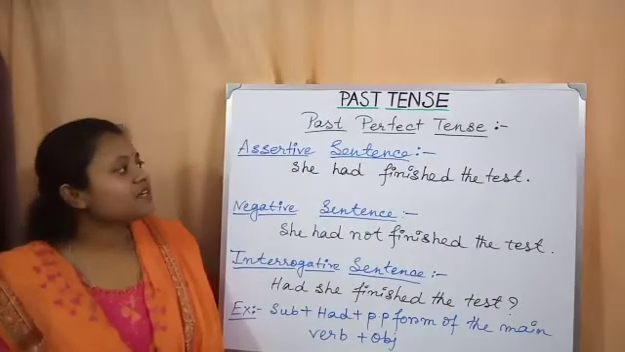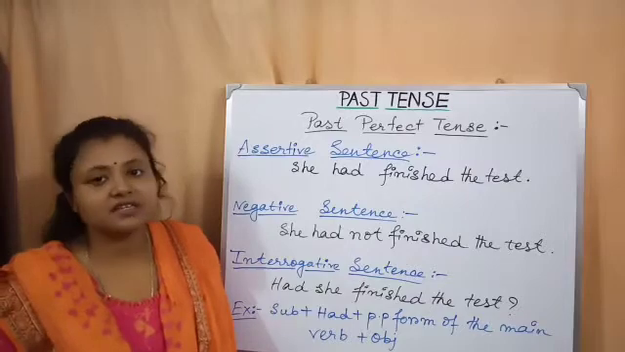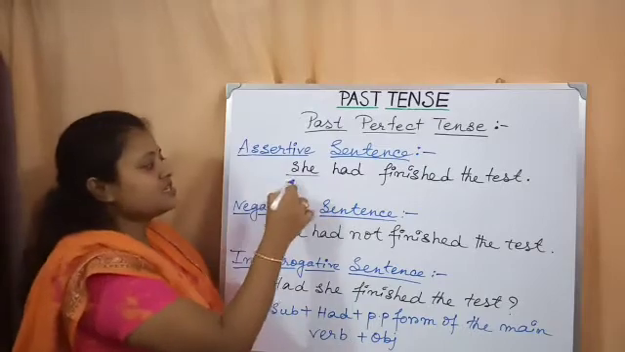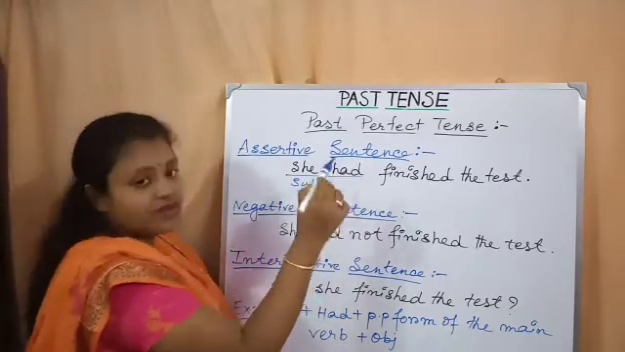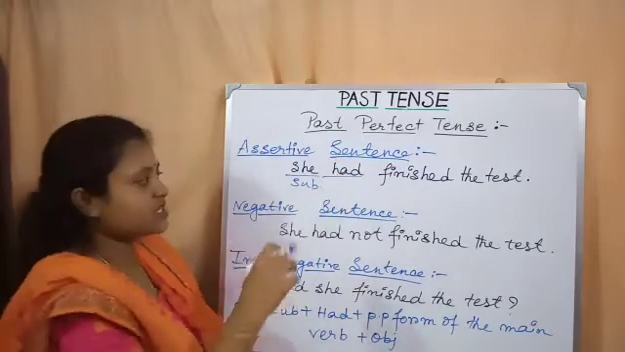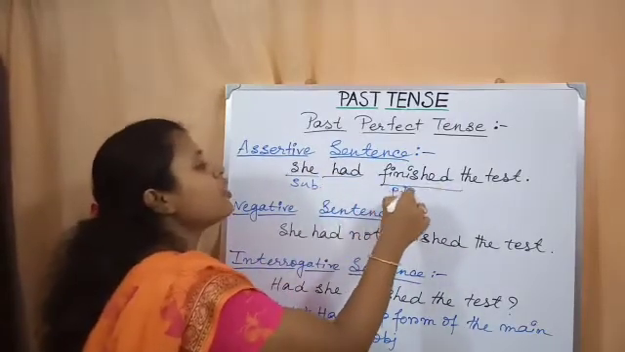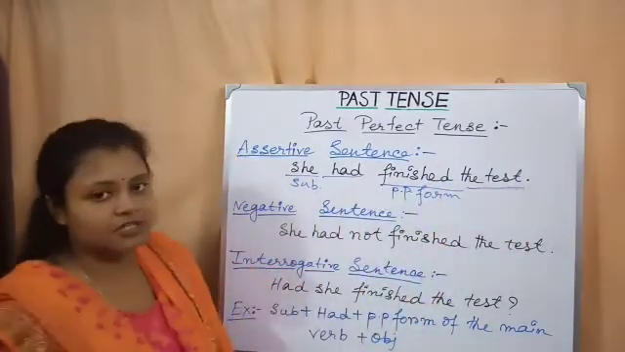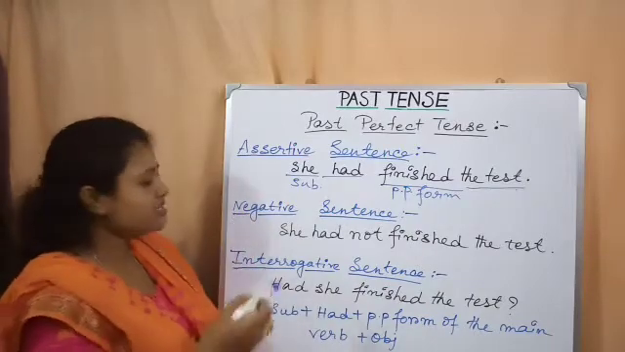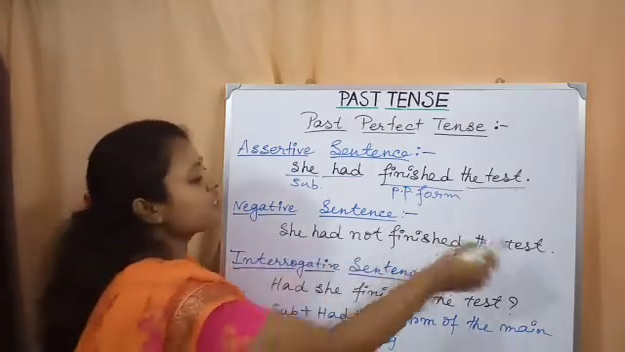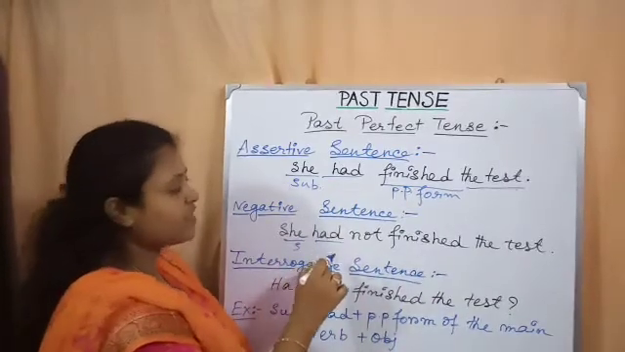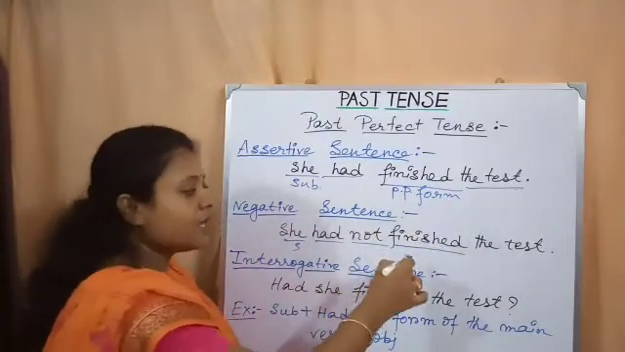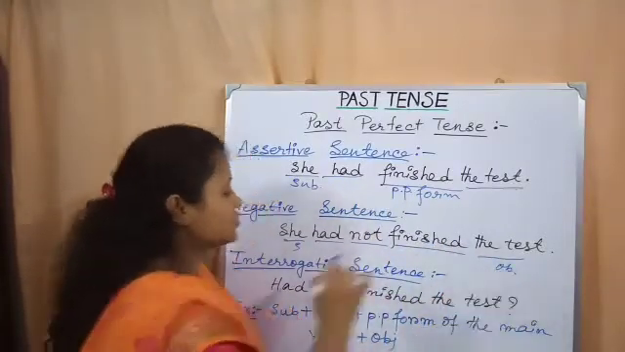So students, let me give you some examples of the past perfect tense in assertive sentences. She had finished the test. Here she is the subject. Had, you have to write because it's obviously in past perfect tense. After that you have to write the PP form of the main verb. Then the object, the remaining part of the sentence. Negative sentence, how will you write? Same. She had not finished the test. Subject, after that had, then not, then the past participle form of the main verb. After that the object you have to write.